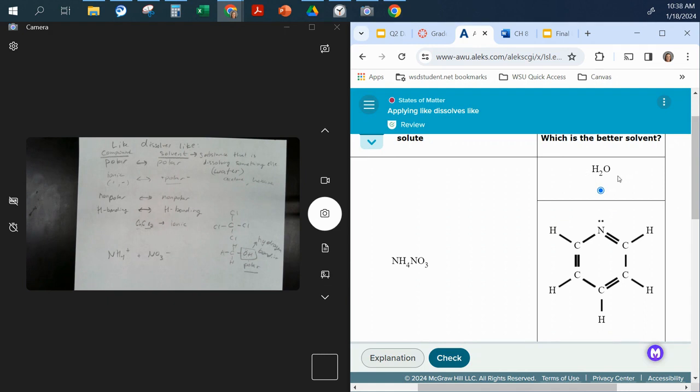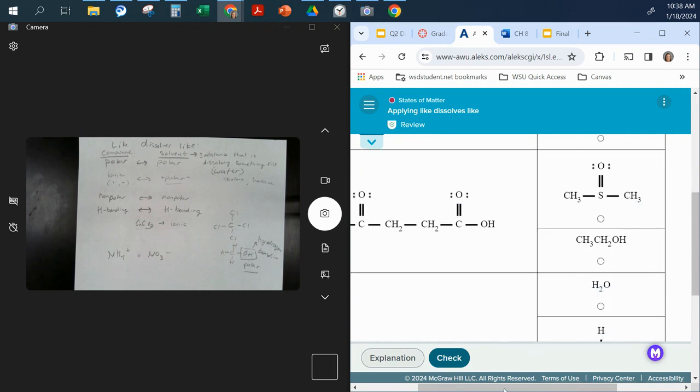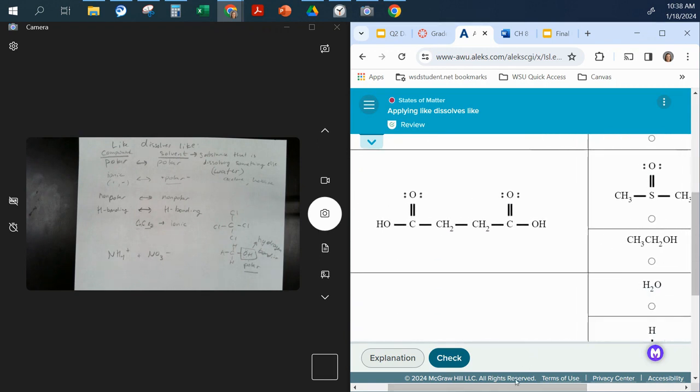a better solvent. Okay, I think if you have something that's ionic, it's going to always be the best. It's going to dissolve in water. Okay, water is just a really great solvent for ionic compounds. Okay, this one is interesting.